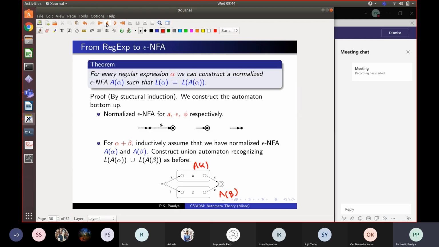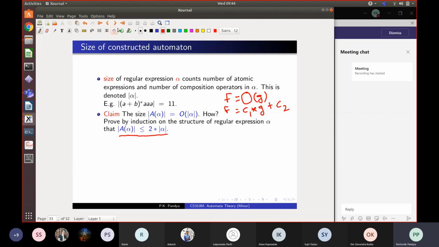And let's look at what we have done. For atomic regular expressions, we have constructed these 3 automata and each has no more than 2 states. Right? So I hope you are clear why this base step holds. That is, if alpha is of the form either a or phi or epsilon, then the size of its automaton is at most 2. That is, it has no more than 2 states. That is what we have shown. And that discharges this requirement for atomic regular expressions. Questions?